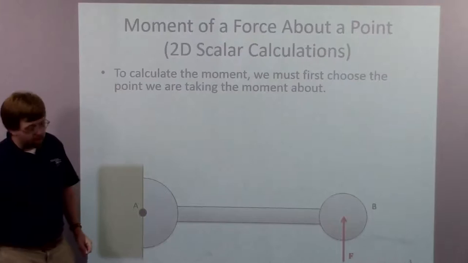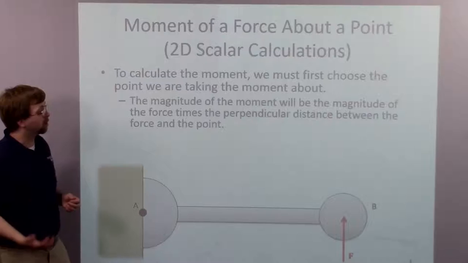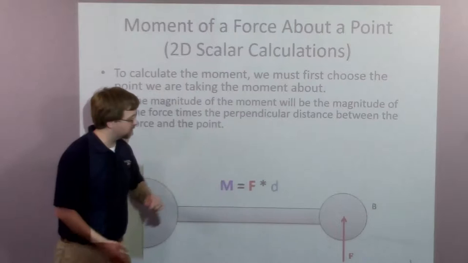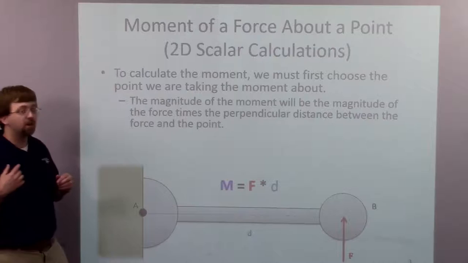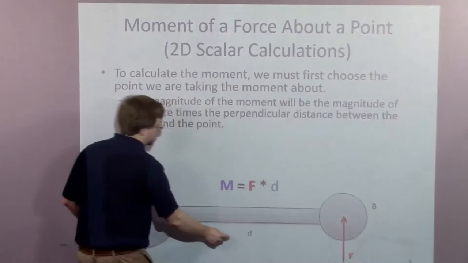And then the magnitude and the direction are the two things I need to find. The magnitude of the moment is going to be the magnitude of the force times the perpendicular distance between the force and the point, or M equals force times distance. The magnitude of the force is easy. That's usually given in your problem. And the distance, we're going to talk about what perpendicular distance means in a second. But for now, it's the distance between my point and the force over here. So multiply the magnitude of the force by the distance, and I will get the moment.